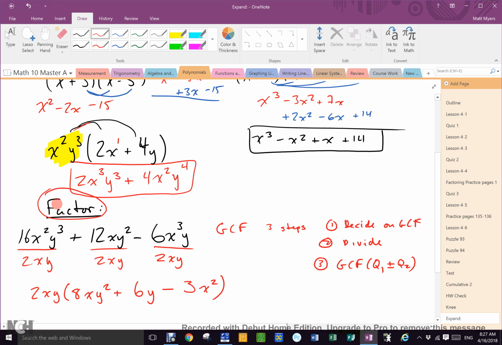factor. Remember, factors are things that multiply together. If I multiplied this and distributed this in here, I would get this back. Does everyone understand that? Which means you can always check your work in this unit. Because if I distribute this and get something other than this, I've made a mistake. Everybody understand?